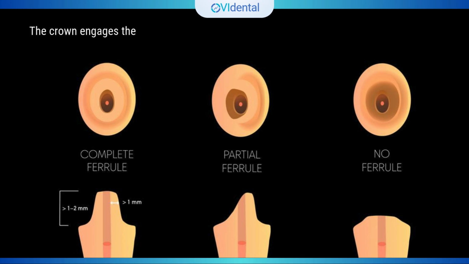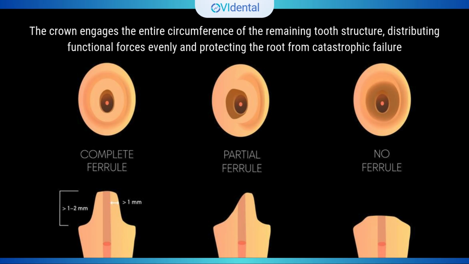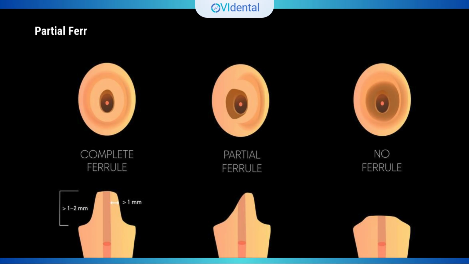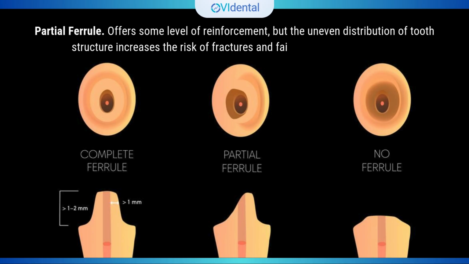The crown engages the entire circumference of the remaining tooth structure, distributing functional forces evenly and protecting the root from catastrophic failure. Partial ferrule offers some level of reinforcement, but the uneven distribution of tooth structure increases the risk of fractures and failure under occlusal load.